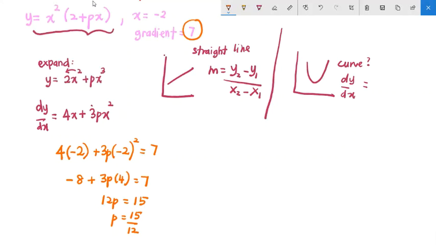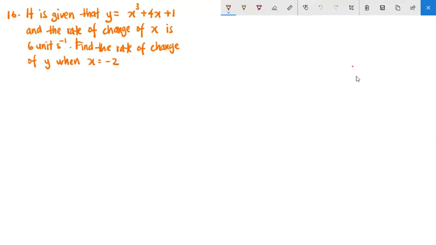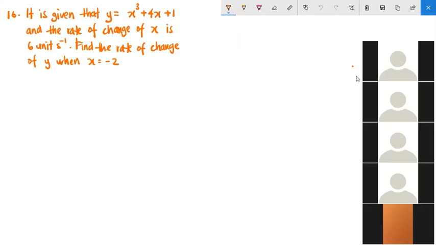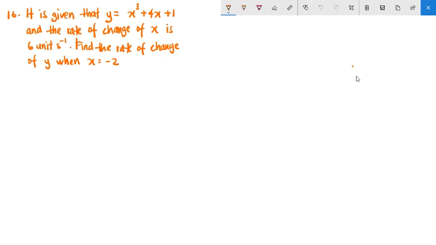Okay. Anyone get 30 minutes more to end the session? Okay, next question. Question number 16, tengok dalam group tadi I've shared. Okay, it is given that y is equal to x cubed plus 4x plus 1 and the rate of change of x is 6 units per second. Find the rate of change of y when x is equal to negative 2.